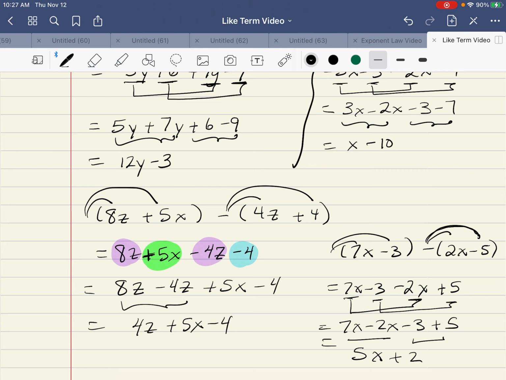When we're multiplying through by 1, that's called the distributive property. In the next video, we're going to look at when it's not 1, when it's a value other than 1. Same idea, you're still going to multiply through, but you've got to make sure you're multiplying through by the correct value that is in front.